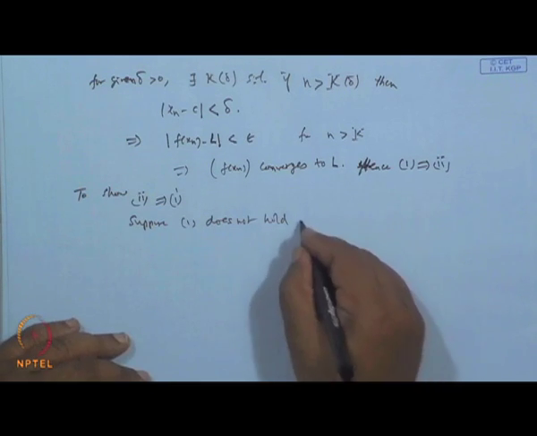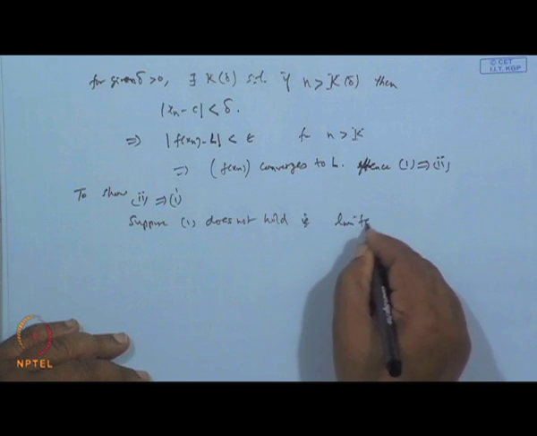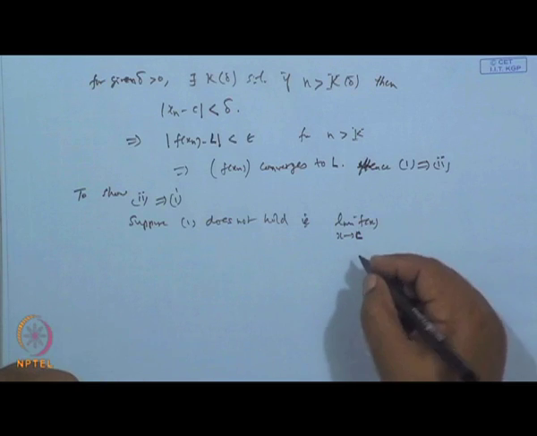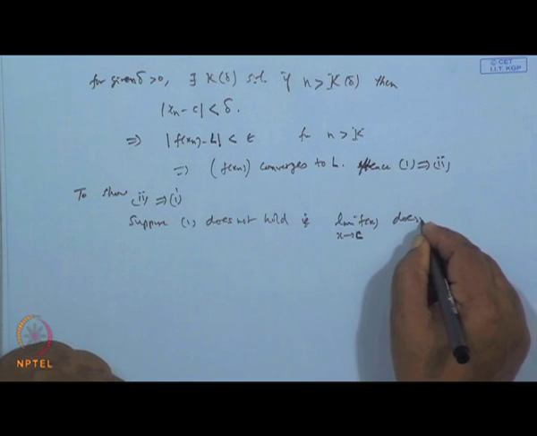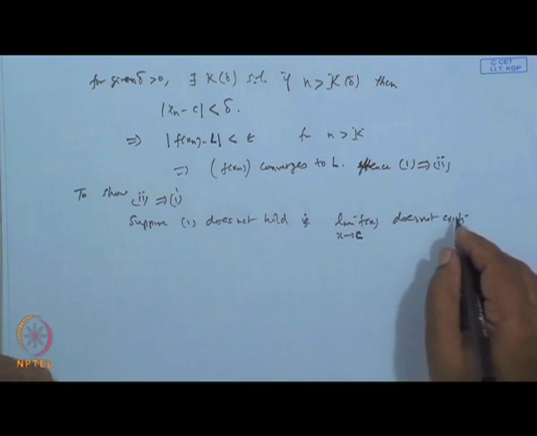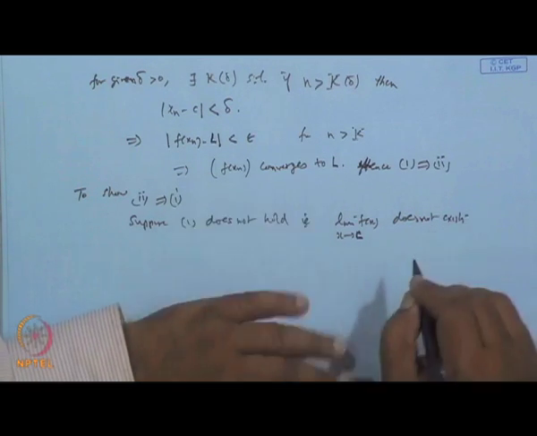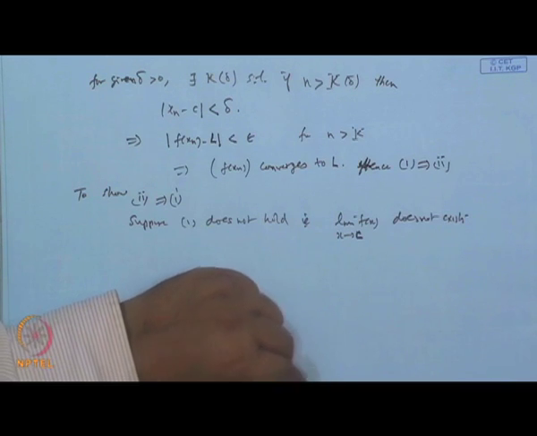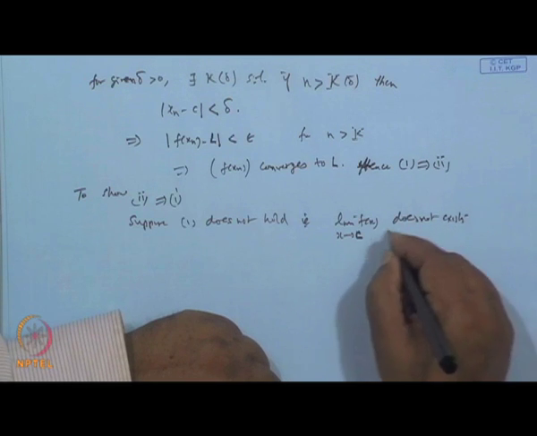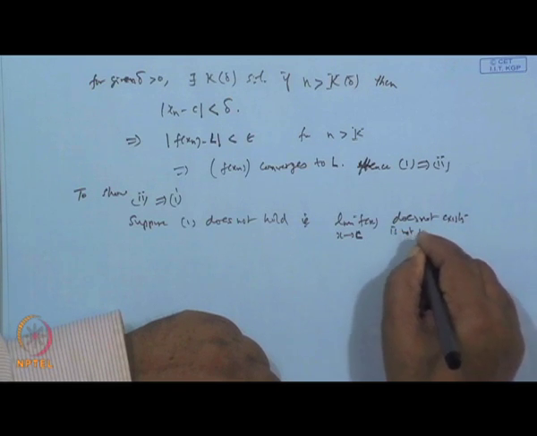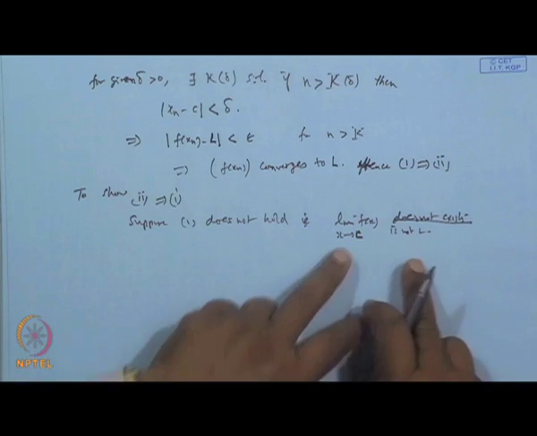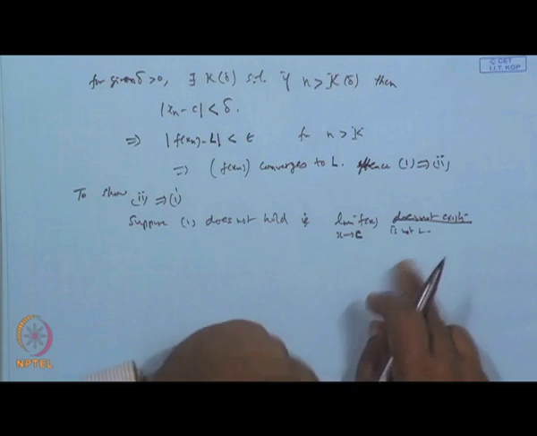It means that the limit of this function f(x) when x tends to C does not exist, or does not go to L, is not L. Suppose this limit is not equal to L. Okay. Does not exist or is not L. We can say like this. So if it is not L or different from L, what do we mean by that?